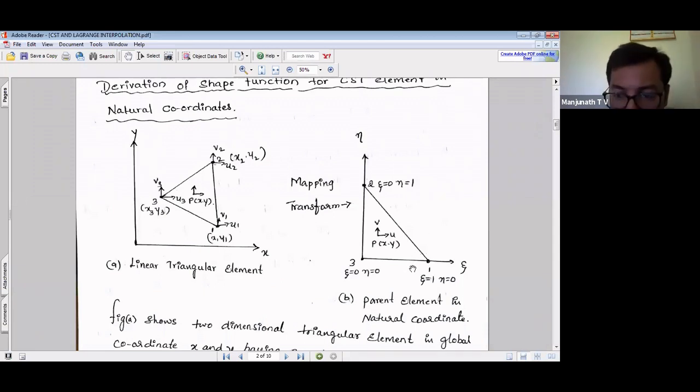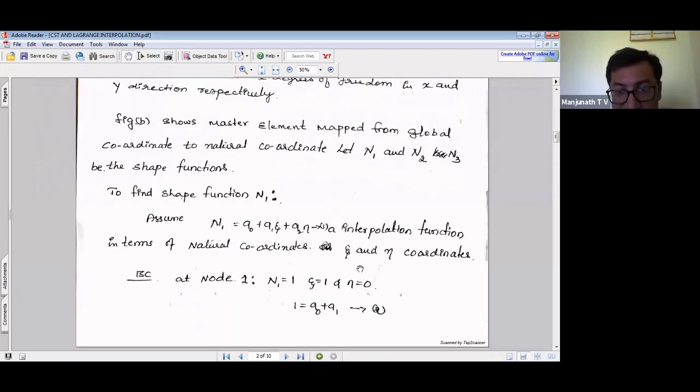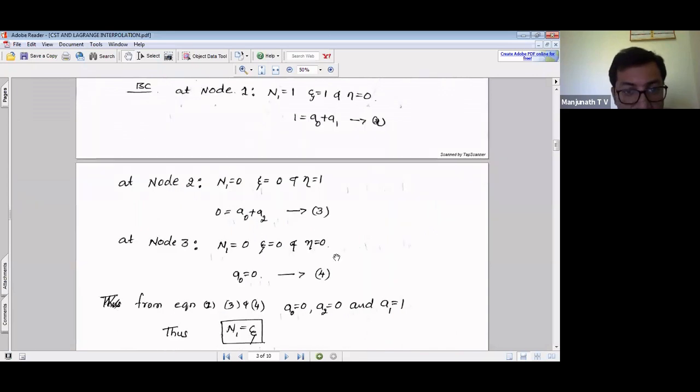We know the first property of the shape function: if the shape function value is 1 at node number 1, then at the remaining nodes the shape function value will be 0. That is the first property of the shape functions. As per that property, we are going to consider the boundary conditions.